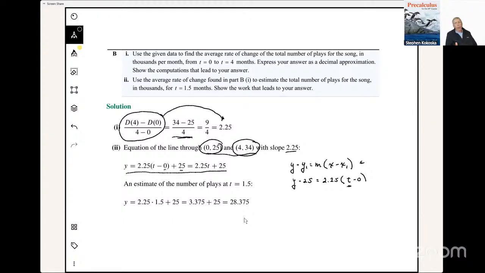Do you have to put it in that form? No, not necessarily, unless it's asked for specifically. But it seemed to me that might have been an easy thing to do here, especially since this value was 0. And now I need an estimate when t is equal to 1.5, so I simply plug 1.5 in there. Probably used my calculator for this just to double check. And I got 28.375. Beautiful. So those are my solutions.